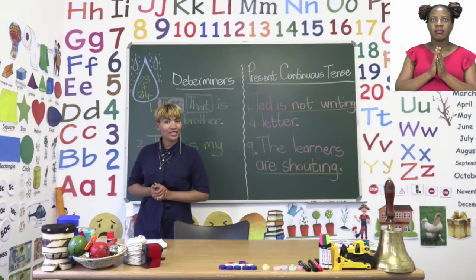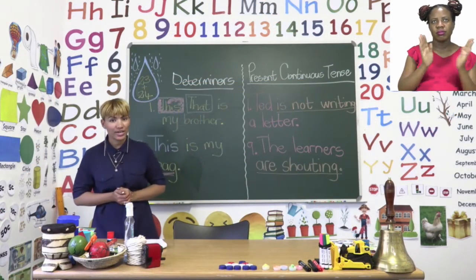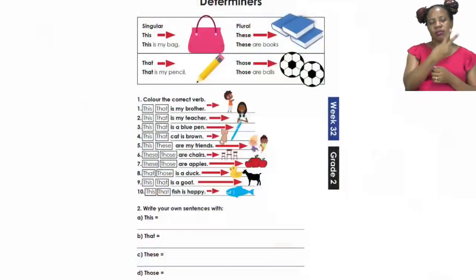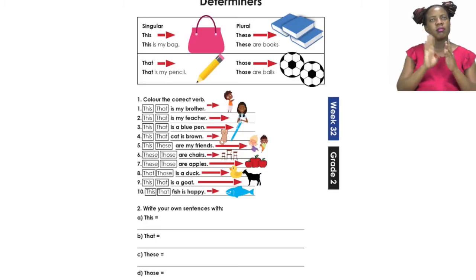Let's start this part of the lesson on page 23. And on page 23, we are going to do determiners. And today we are going to look at singular and plural verbs.